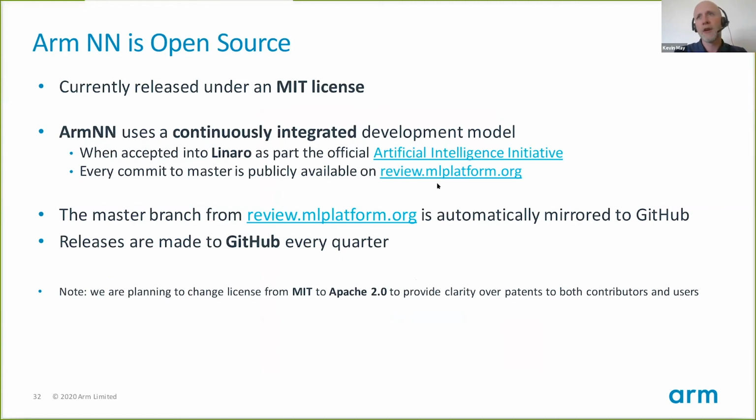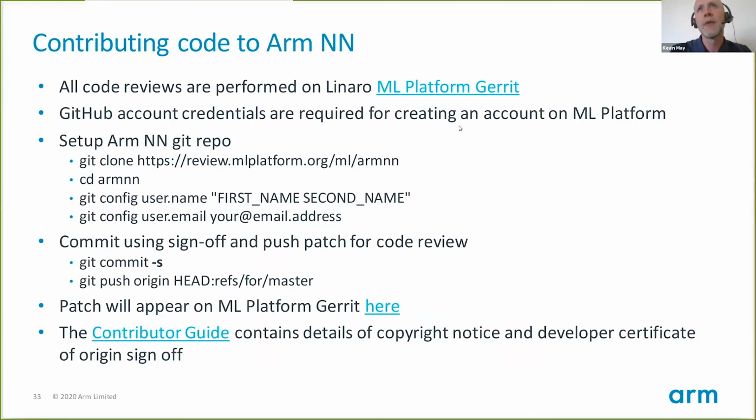We also mirror the master on GitHub, and we make releases to GitHub, but the action is on ML platform Gerrit. So you can set up your GitHub account, set up your name, your email address, and once you push a patch for code, you would sign off, and the patch will appear on ML platform Gerrit here, and more than likely somebody from Arm NN will review, and once that gets merged, that's available for everyone to take advantage of on the master.